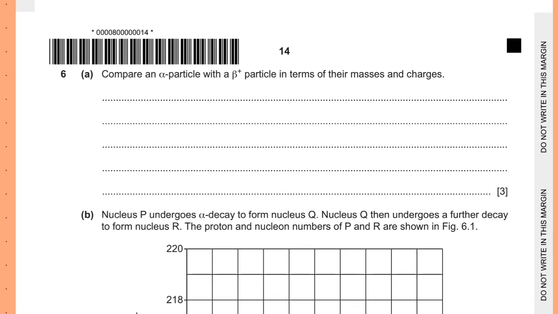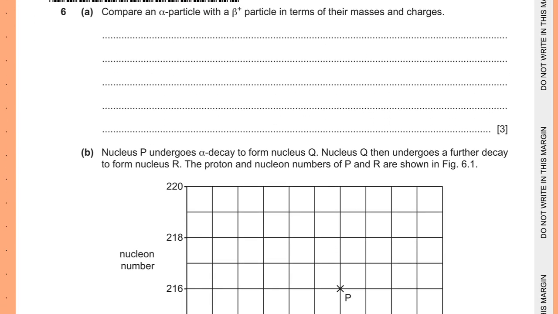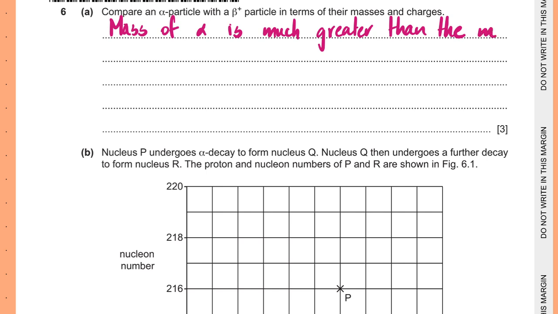Let's go on. Compare an alpha particle with a beta positive particle in terms of their masses and charges. Very obvious. So the mass of alpha is much greater than the mass of beta positive, right? It's just comparisons. So the mass of alpha is 4u, where u is 1.66 × 10^-27.